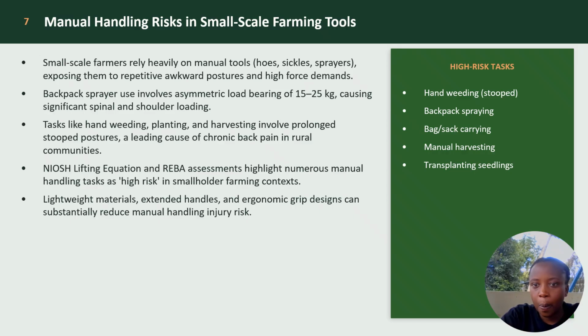Here are some of the most common risks that manual handling can cause in small scale farming. The first one, hand weeding. Second one, backpack spraying. Third one, bag and sack hauling. Fourth one, manual harvesting. Last one, transplanting seedlings.